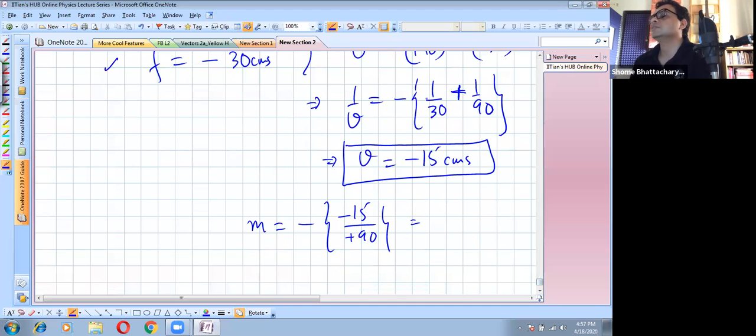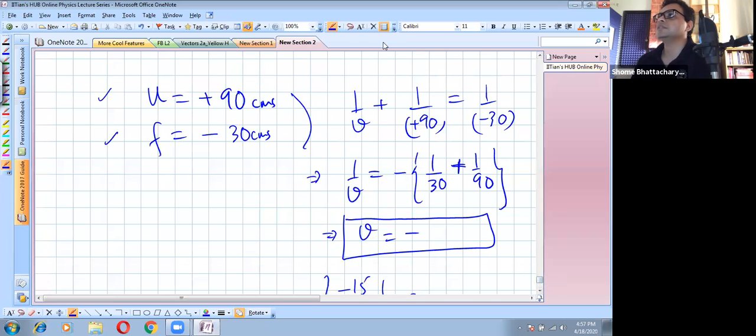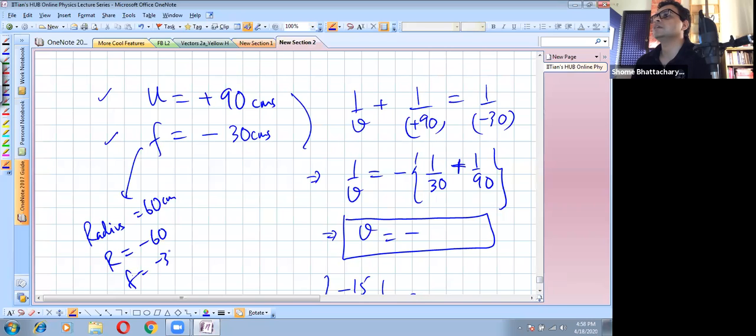So this is now how much? 3 plus 1, so 4. So it is 90 by 4. So it's 22.5. Just make a correction. Just follow my calculations, guys. Here. See, radius was 60. So R with proper sign is minus 60. So that's how my focal length is minus 30. And the object is a virtual object behind.